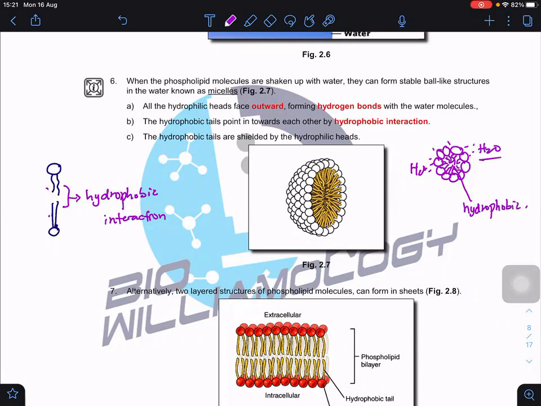Okay, so all hydrophilic heads face outwards, forming hydrogen bonds with water molecules. It means they're going to interact with water molecules by forming this bond called a hydrogen bond. I will tell you more about hydrogen bonds when we get into osmosis, okay? And the hydrophobic tails point toward each other, held by hydrophobic interaction. So the tails will be shielded by the hydrophilic heads. The heads try to protect them.